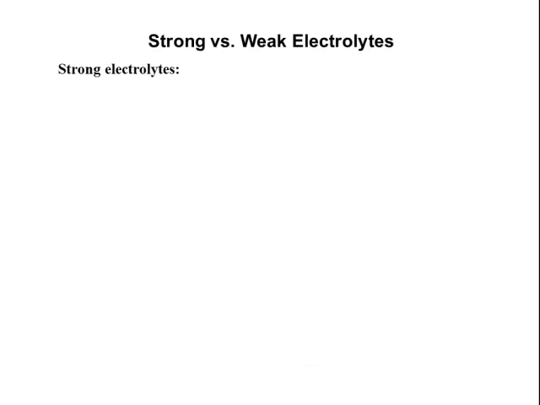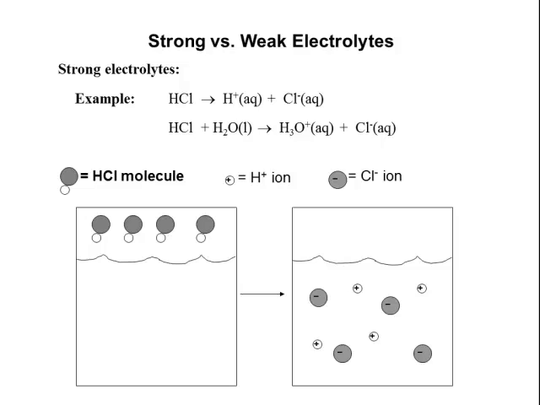Okay, so let's look at strong electrolytes now. Non-electrolytes don't form ions in solution. Strong electrolytes are going to form ions in solution, whether we deal with HCl forming H+ and Cl-, or sodium chloride forming Na+ and Cl-. So if I take 4 HCl molecules and dissolve them in water, I'm going to get 4 H+ ions and 4 Cl- ions. That makes it a strong electrolyte.